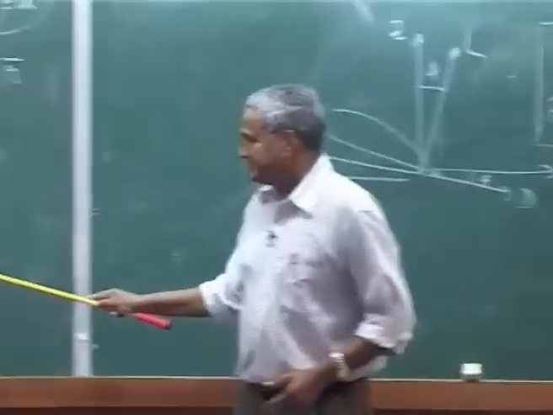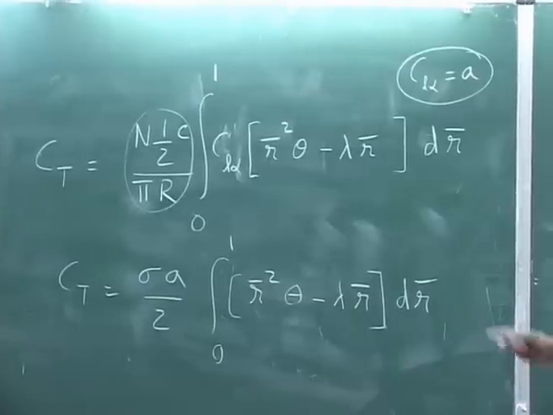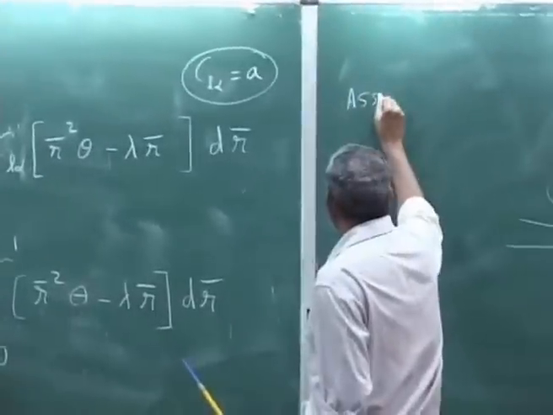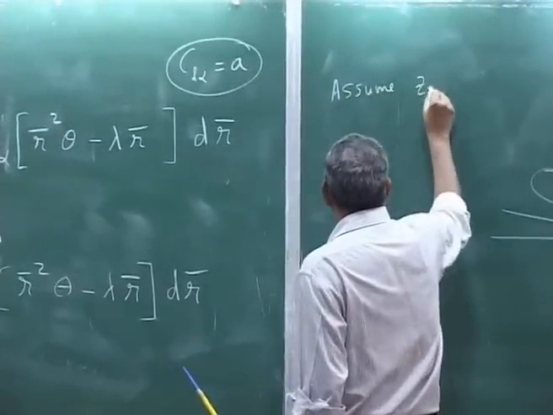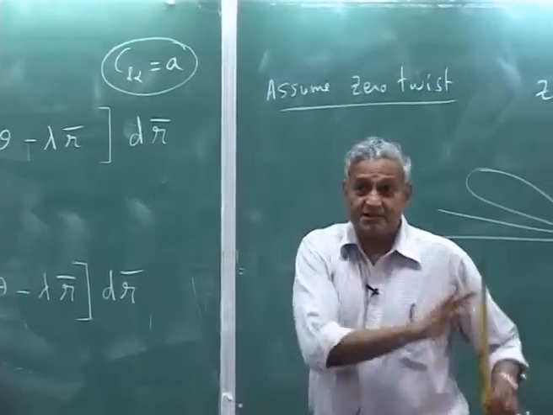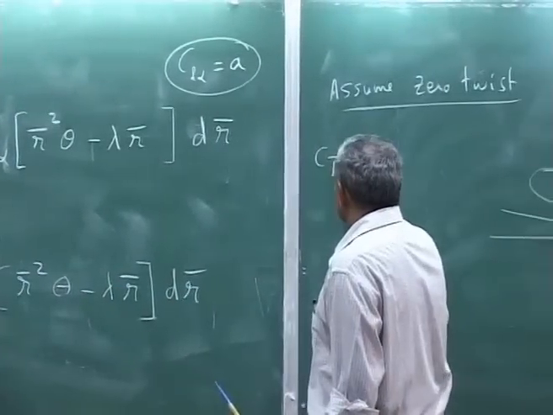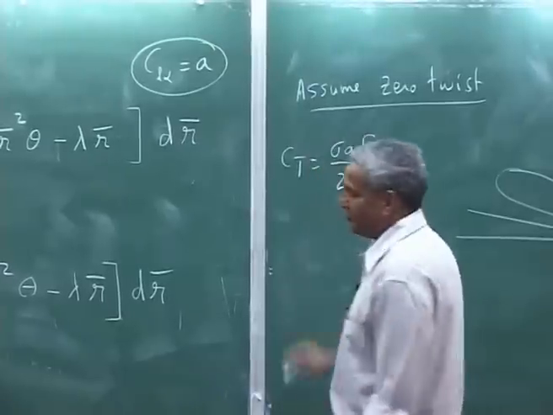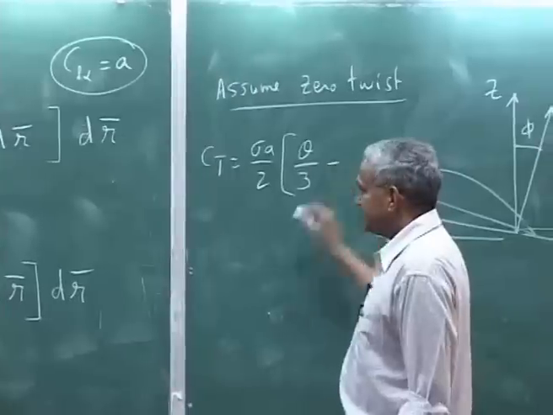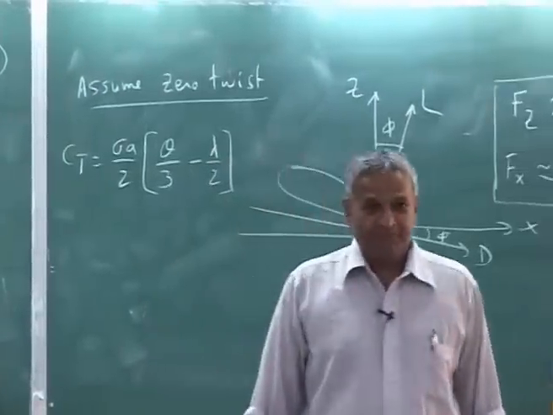Zero twist means you can directly take it. If you integrate, it is very simple. Assume zero twist, theta is a constant everywhere. This is very simple. This is what Ct becomes: sigma A over 2, theta over 3 minus lambda over 2, that is all.